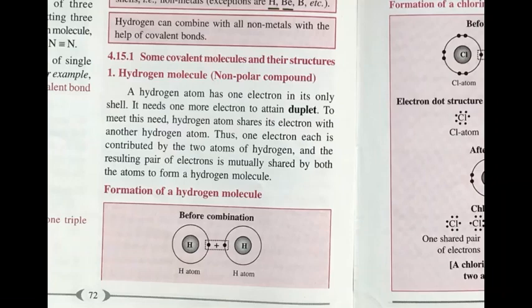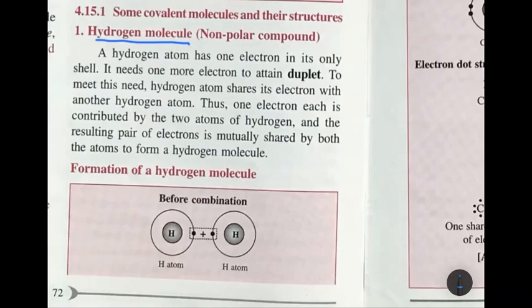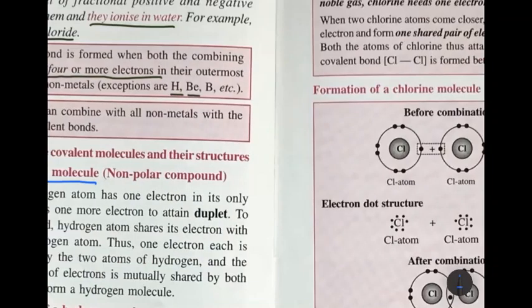Okay, so first is the hydrogen molecule. Here you can see hydrogen has 1 electron in its outermost orbit. Another hydrogen atom has 1 electron in its outermost orbit. You can see that these two are shared between them. So this is how you're going to draw.